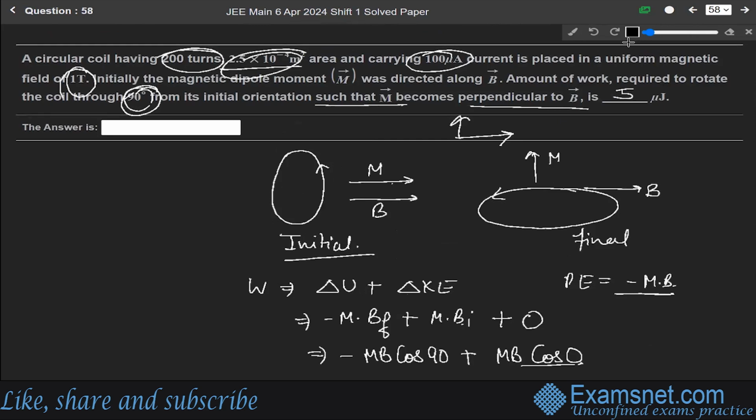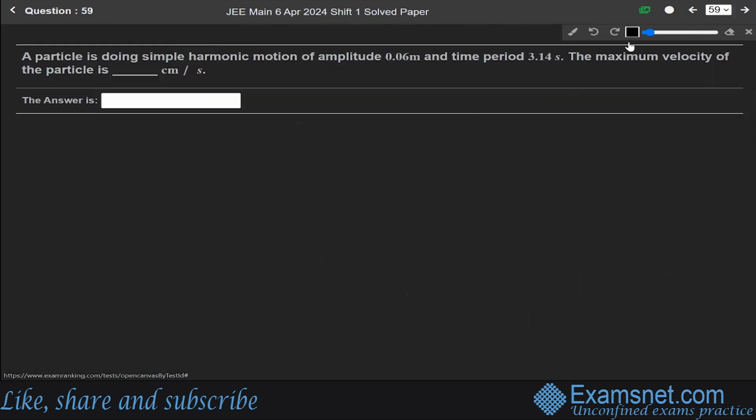Okay, 5 microjoule. Now next question 59. A particle is doing simple harmonic motion of amplitude 0.06 meter and time period 3.14 second. The maximum velocity of the particle is. Okay, so this question is from the chapter of oscillations and waves, and we have to find the velocity in terms of centimeter per second. So we know that V maximum is equals to omega into A.